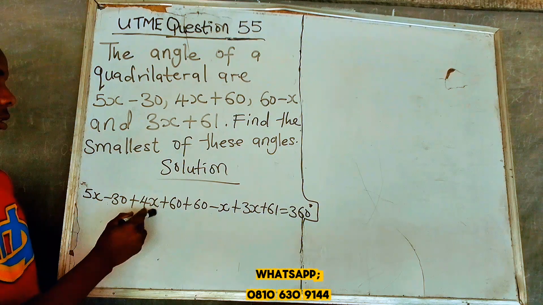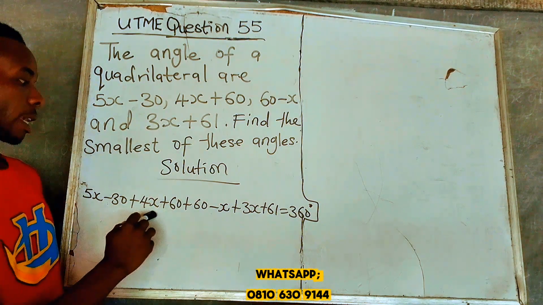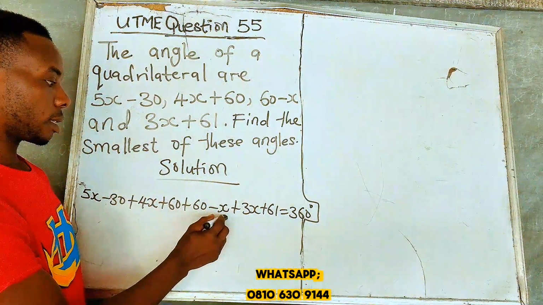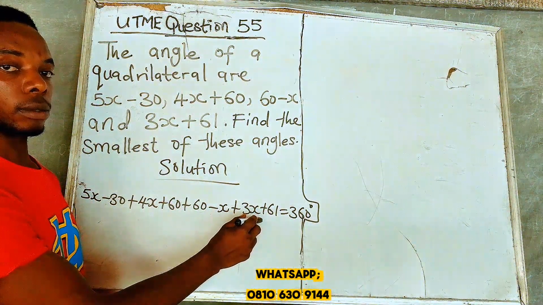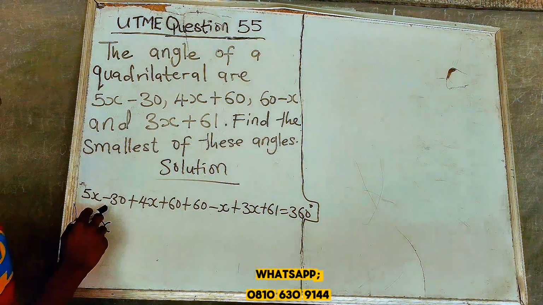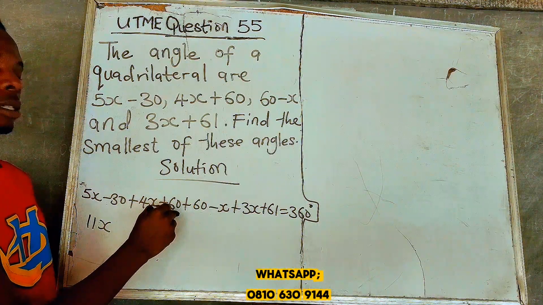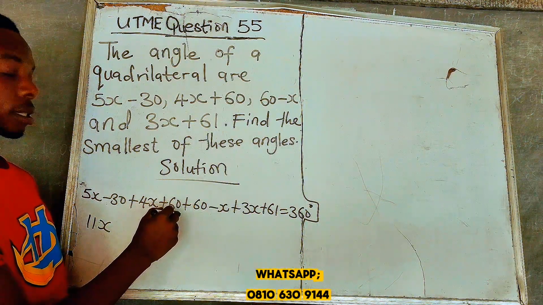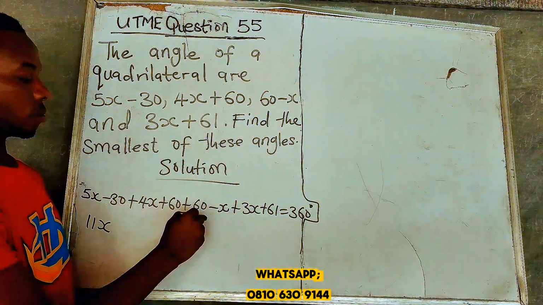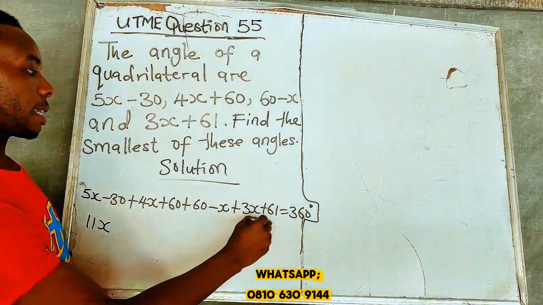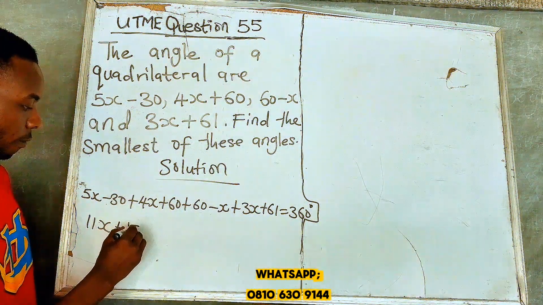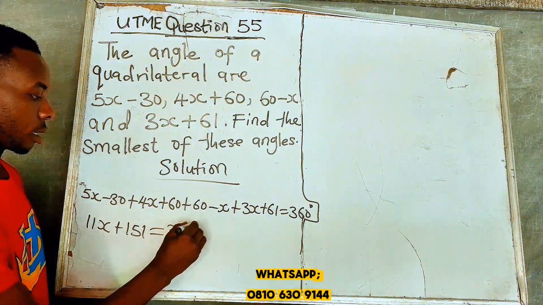5x plus 4x is 9x. 9x minus x is 8x. 8x plus 3x is what? 11x. So write 11x. Minus 30 plus 60 will give me plus 30. 30 plus 60 will give me 90. And 90 plus 61 will give me plus 151, which is equal to 360 degrees.